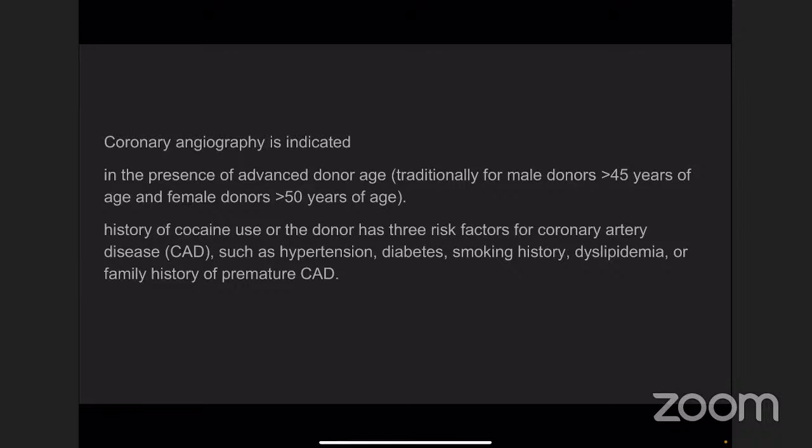History of cocaine use, or the donor having three risk factors for coronary artery disease, such as hypertension, diabetes, smoking history, dyslipidemia, or family history of premature coronary artery disease, are also indications for coronary angiography.